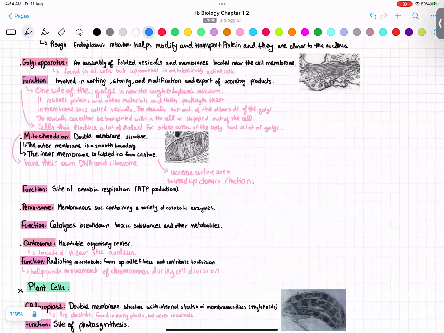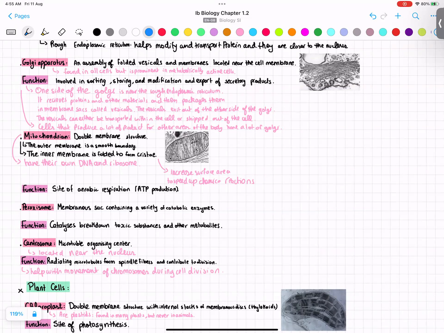It's involved in storing, sorting, modifying and exporting secretory products. One side of the Golgi is near the rough endoplasmic reticulum, and it receives proteins and other materials and then packages them in membranous sacs. Keep in mind, these membranous sacs are called vesicles. The vesicles exit out of the other side of the Golgi, and always write Golgi apparatus, it's better, but I'm just writing Golgi to make things faster. The vesicles can either be transported within the cell or shipped out of the cell. And keep in mind, cells that produce a lot of product for other areas of the body have a lot of Golgi.